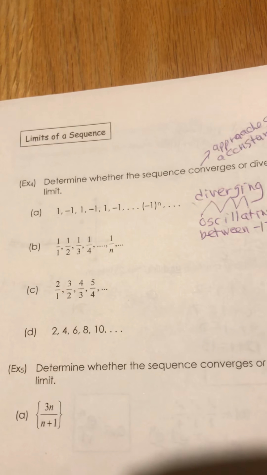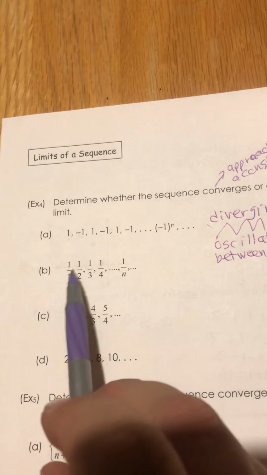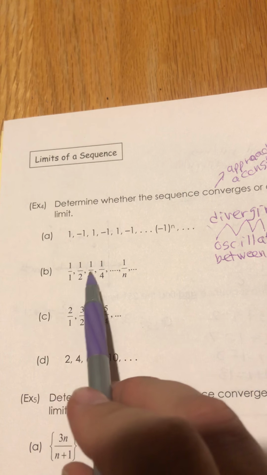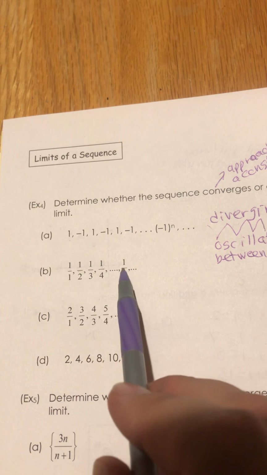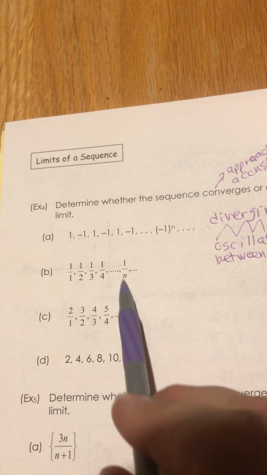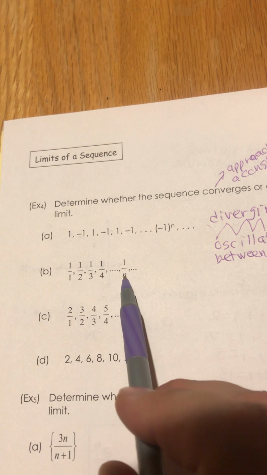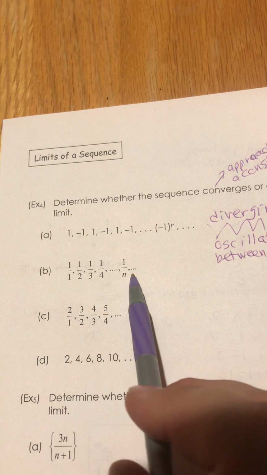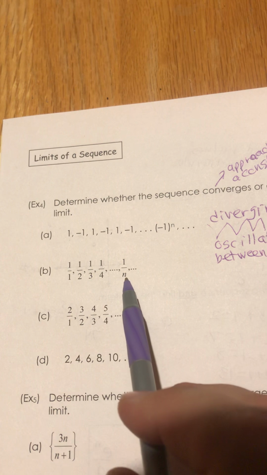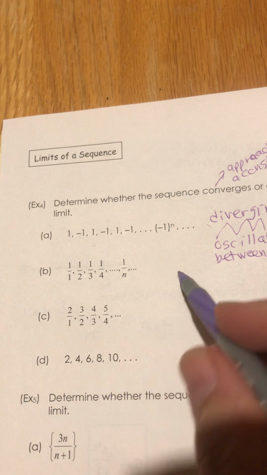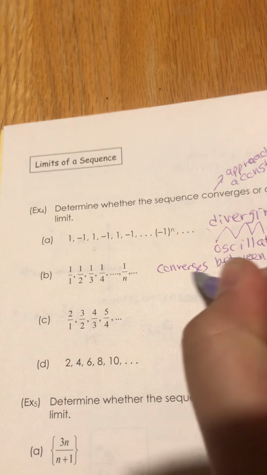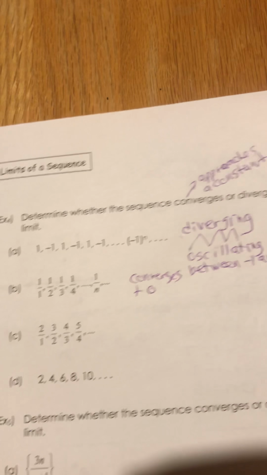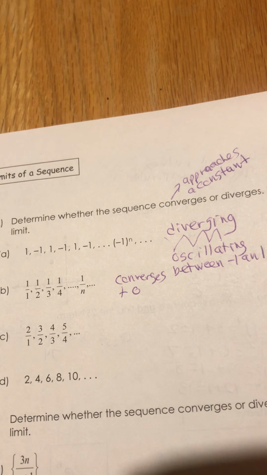Okay, so the next one down below, we're going 1 to 1/2 to 1/3 to 1/4. The next would be 1/5 because this is 1 over n. 1/6, 1 over 100, 1 over 1,000, 1 over 1,000,000. We are approaching a number. We're getting closer and closer and closer to a number. 1 over 1,000,000, 1 over 1,000,000,000 is approaching 0. So this converges to 0.